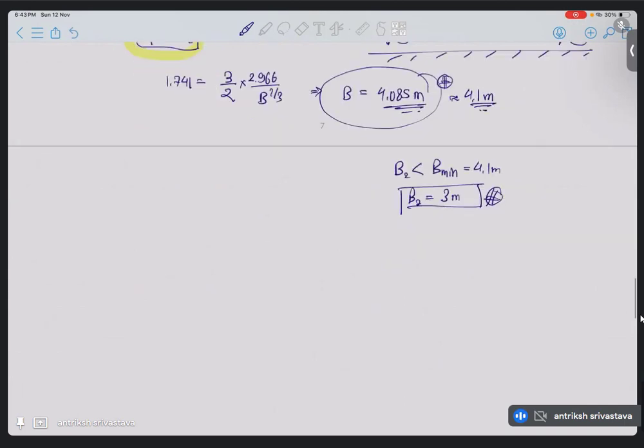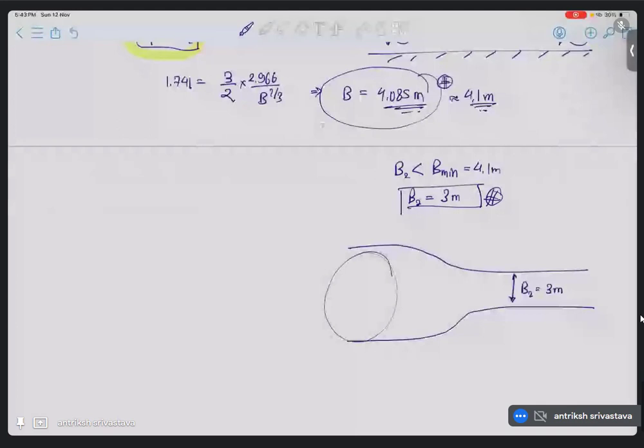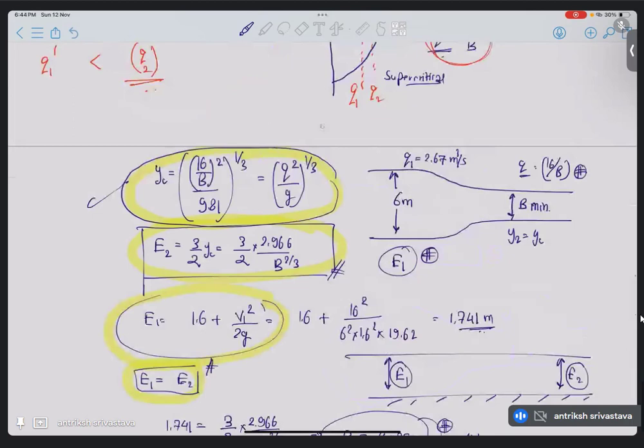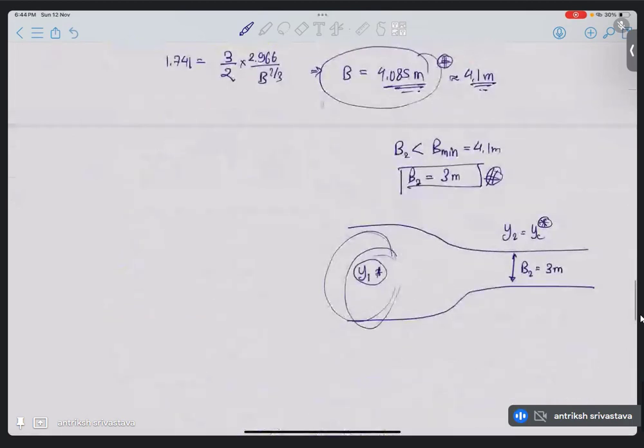So this is our channel. What do we know now? The thing that we know is upstream things are going to change, right? In the upstream, we will not have y1 equal to 1.6 meter. Y1 is unknown now. Downstream, we know y2 is going to be yc, but this yc is not same as this yc, right? This yc is going to be different. So let's calculate this new yc.